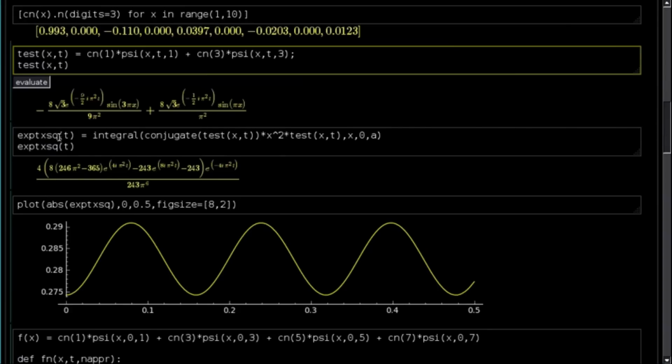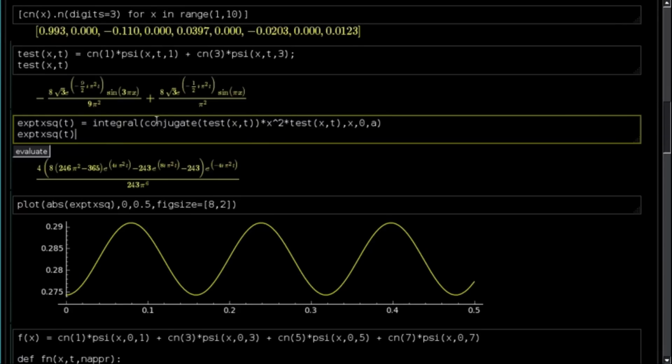The expected value of x squared here is then the integral of the conjugate of my test function times x squared times my test function, integrated from 0 to a. And Sage can do that integral. It just gives you this. Sage can also plot what you get as a result. Now you notice Sage has left complex exponentials in here. If you take this expression and manually simplify it, you can turn this into something with just a cosine. There is no complex part to this expression. But Sage isn't smart enough to do that numerically, so I have to take the absolute value of this expression to make the tiny complex parts go away.